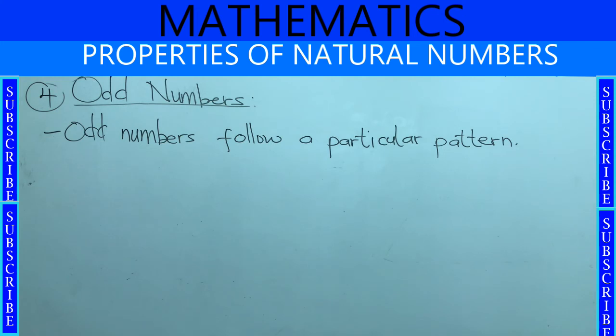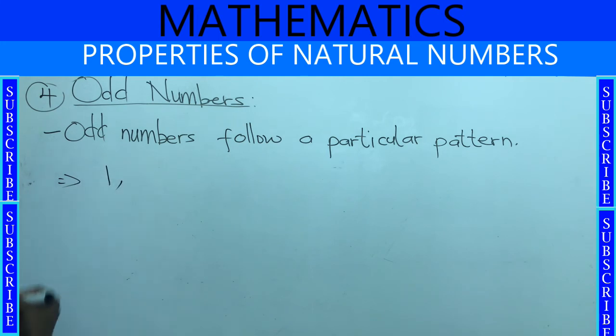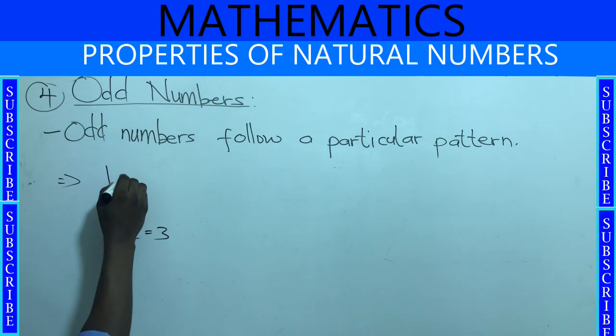So they follow a particular pattern. For instance, when we are listing odd numbers, we begin with 1. And when we begin with 1, we keep on adding 2 to the previous odd number to obtain the other odd numbers. If you have the first odd number to be 1, then the next odd number can be obtained by adding 2 to the previous odd number. So we add 2 to 1. Then 1 plus 2 will give us 3. So the next odd number is 3.